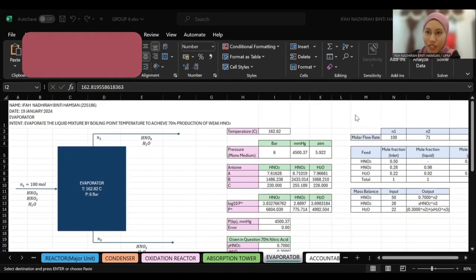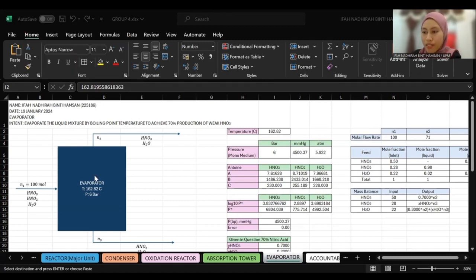This is the last unit, which is the evaporator. We know that nitric acid and several components have been produced from the previous unit, but it only produced 40% to 50% nitric acid. Our group is required to get 70% weak nitric acid, so we have to add this evaporation process to achieve 70% nitric acid. The intent of this unit is to evaporate the liquid mixture at boiling point temperature. This unit also uses Raoult's law to determine the boiling point temperature based on the fixed pressure.